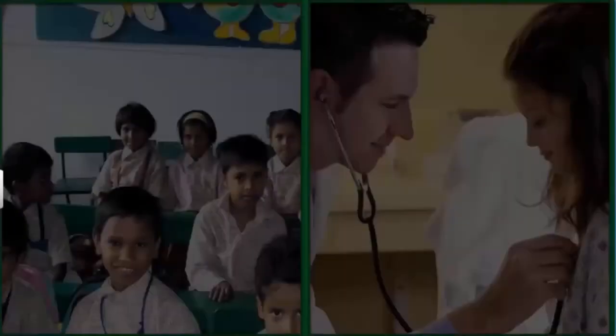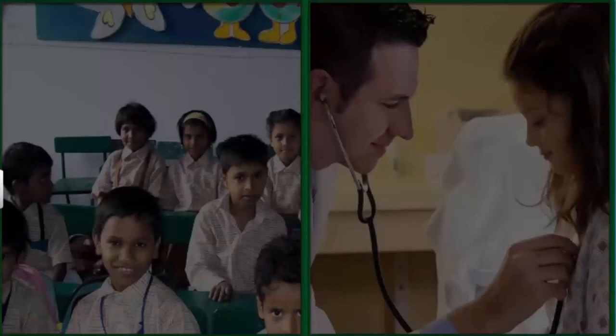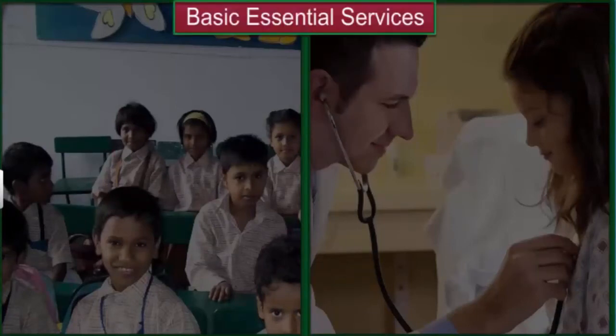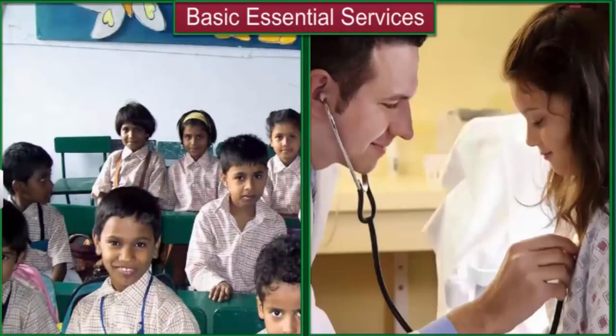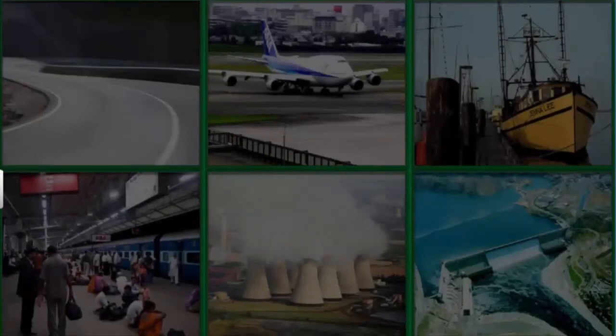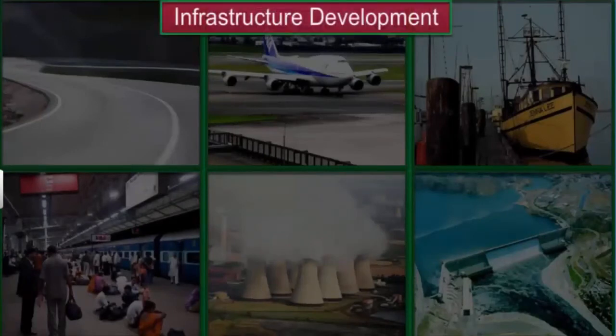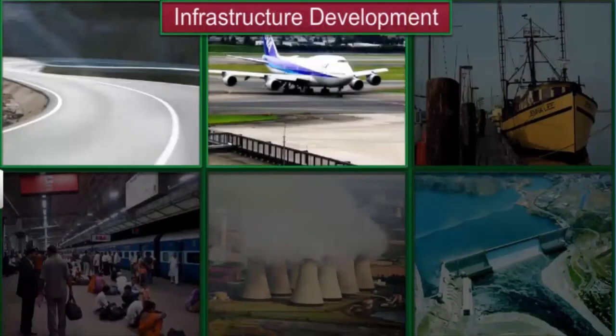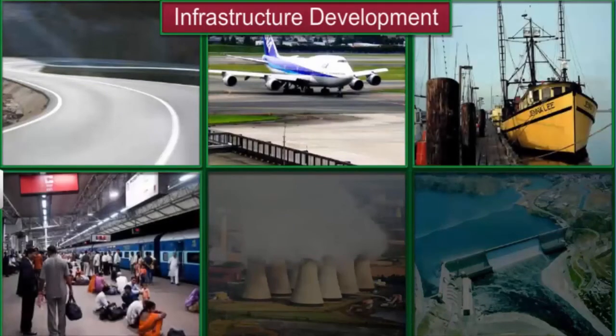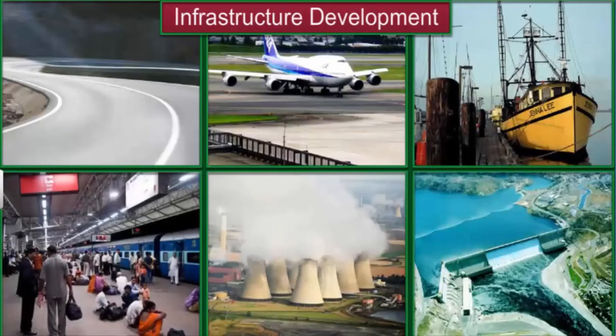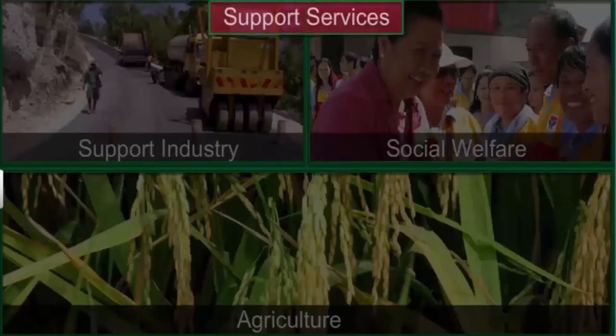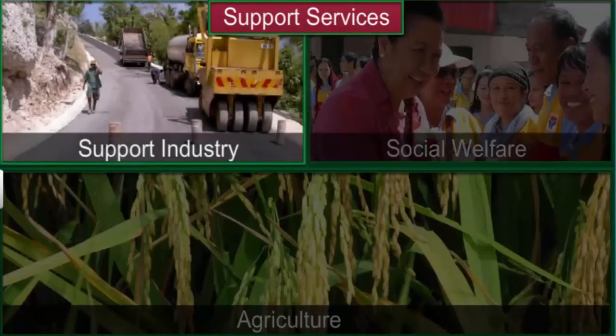The services that the government provides through public sector activities include basic essential services like education and healthcare, expensive large-scale infrastructure development services like building roads, airports, harbors, railways, power plants and dams, and providing support services at less than their production cost to support industry, agriculture, and social welfare.